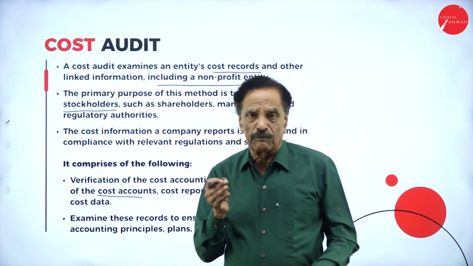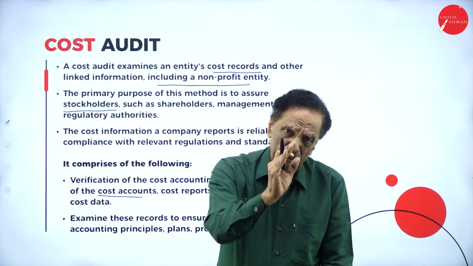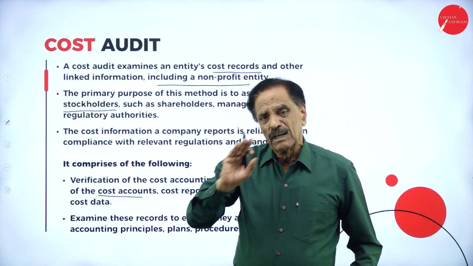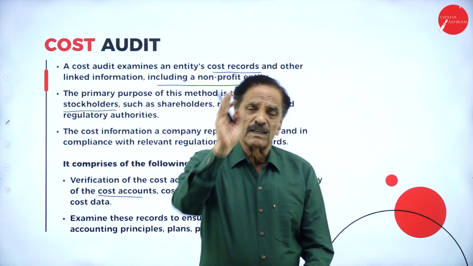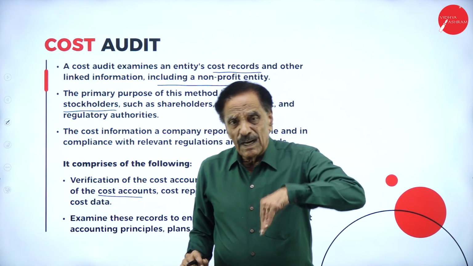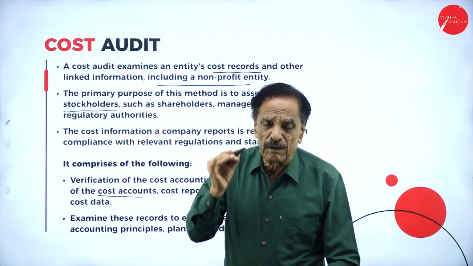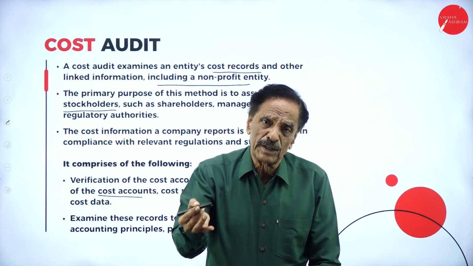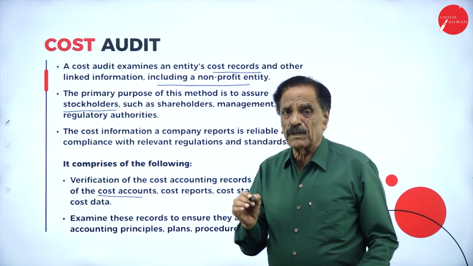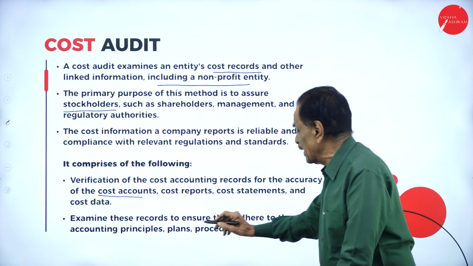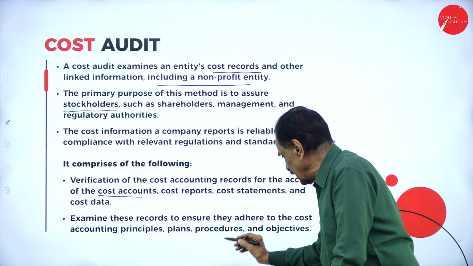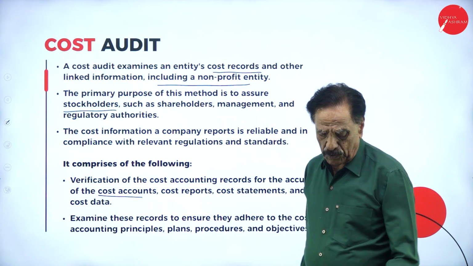The statement of cost means first the prime cost, second the factory cost, third the cost of production, then the total cost. Direct material, direct labor and direct expense make the prime cost. Add factory expense to become the factory cost. Add office and administration expense to become the cost of production. Add selling and distribution expense to become the total cost. All these records ensure adherence to cost accounting principles, plans, procedures and objectives.